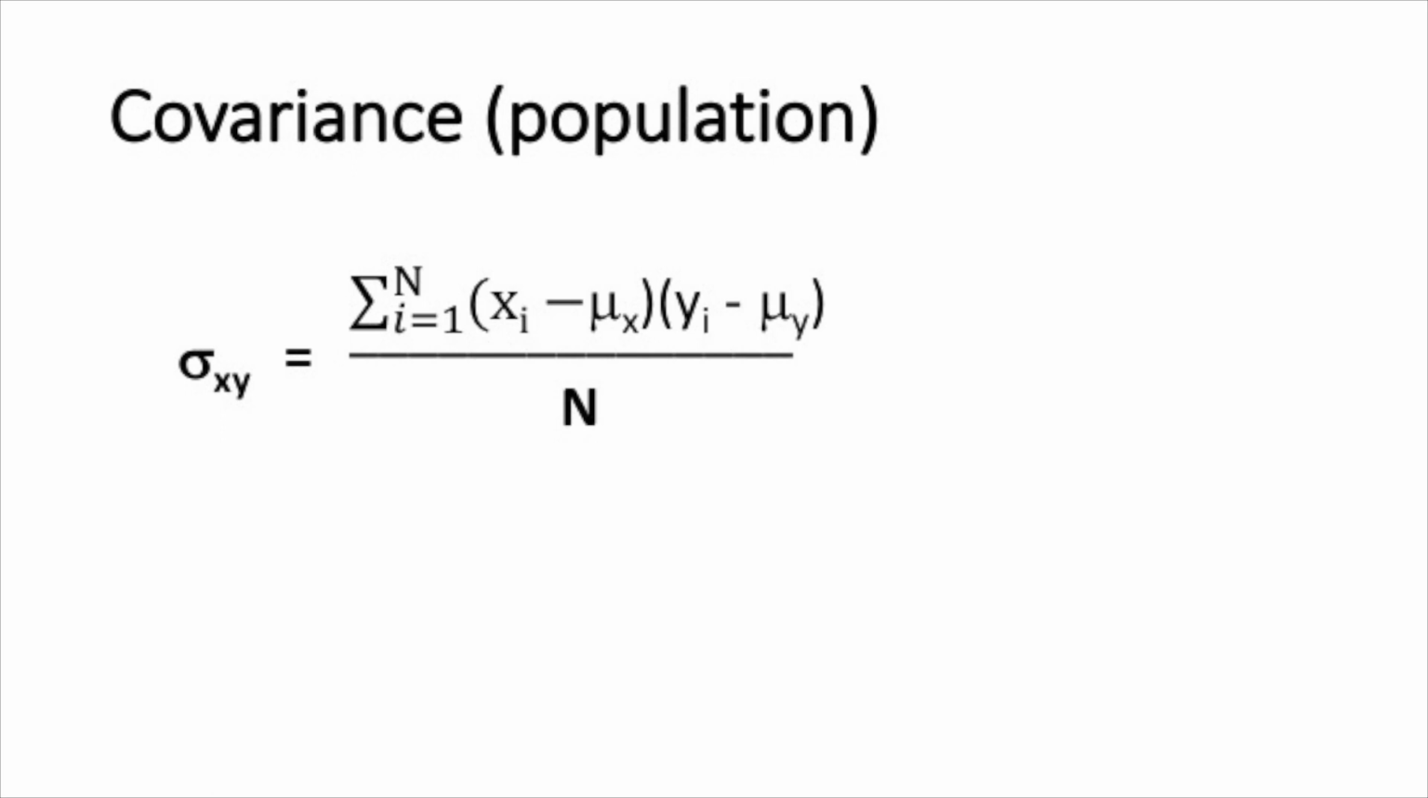The formula is pretty similar to calculate the covariance of a population. We just use different notation that's consistent with a population. So here the notation is sigma subscript xy equals the summation from i equals 1 to capital N, because capital N means this is the population size. And it's x_i minus mu sub x, where mu sub x stands for the mean of the population, multiplied by y_i minus mu sub y. Again, that mu sub y represents the population mean value for the y variable, and this is divided by the size of the population, which is indicated by a capital N.